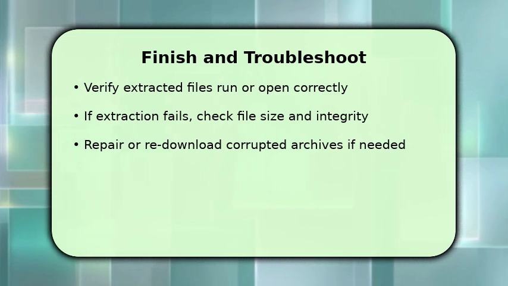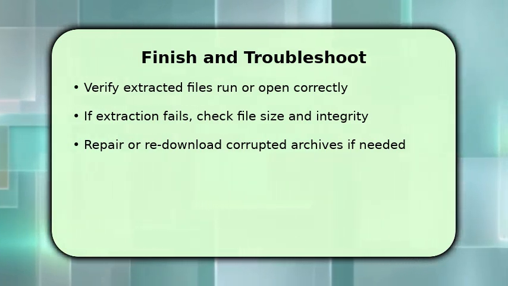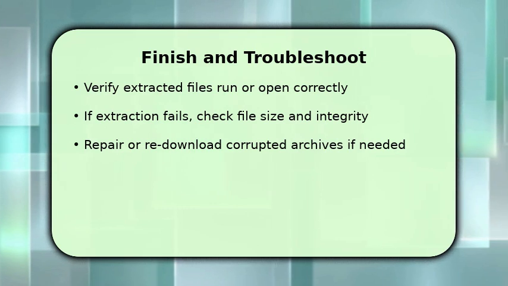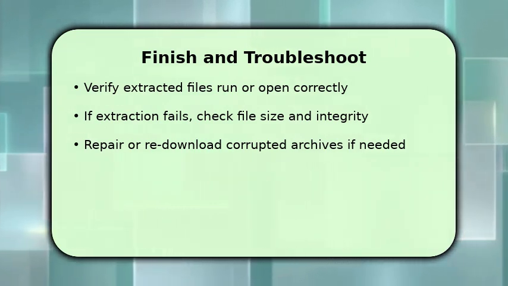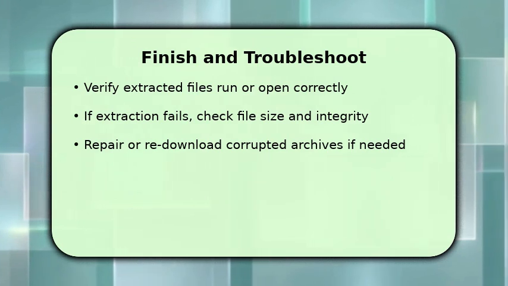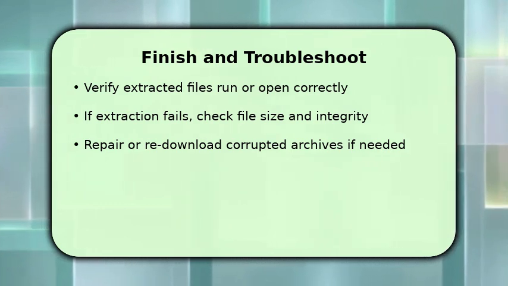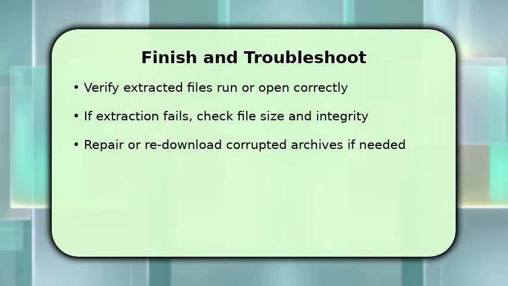If files won't open or extraction stops, check the archive size against the original and run 7-Zip's test to detect corruption. Mismatched sizes often indicate incomplete downloads. If corruption appears, try re-downloading the archive or ask for a fresh copy, and consider using 7-Zip's repair options or alternative extractors as a last resort.